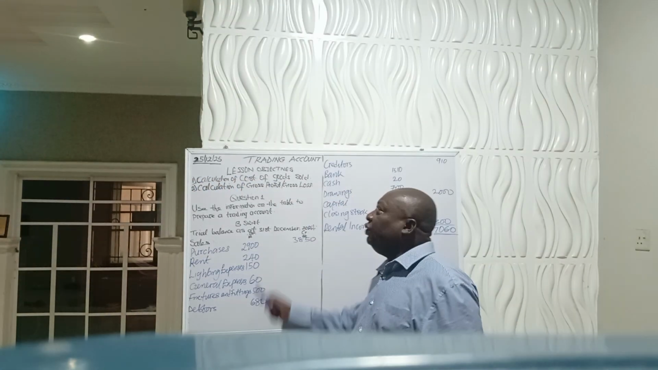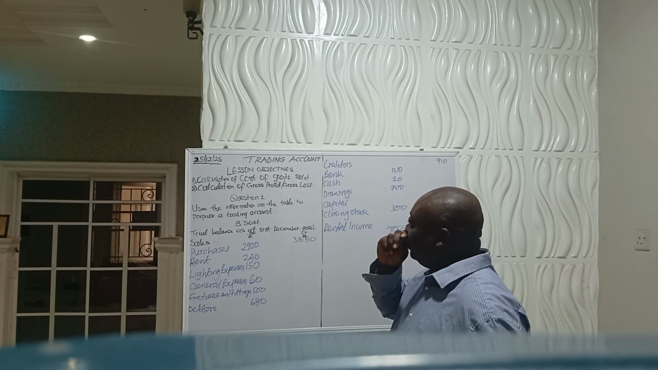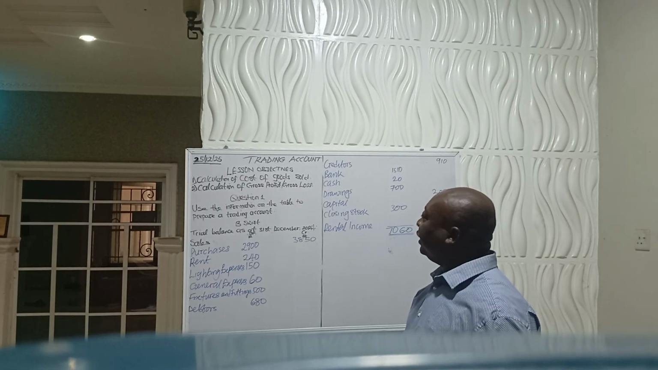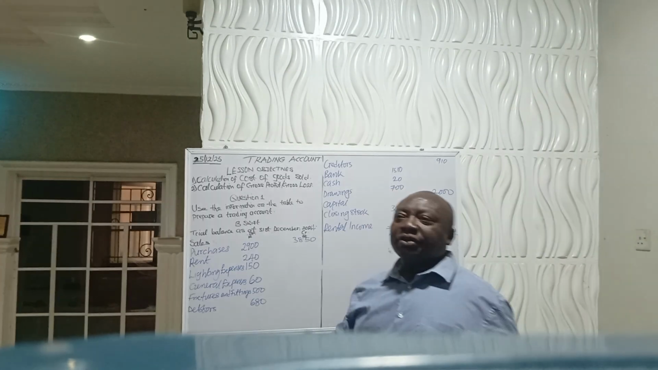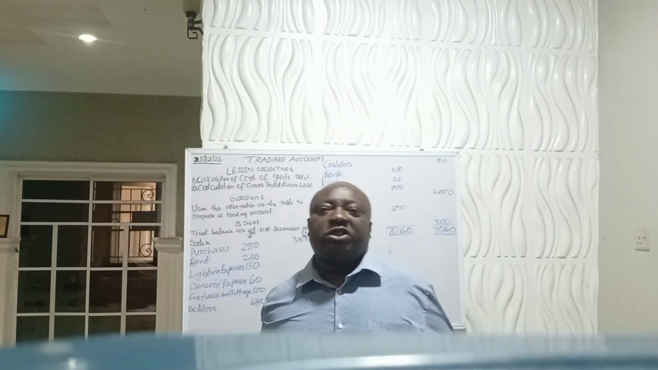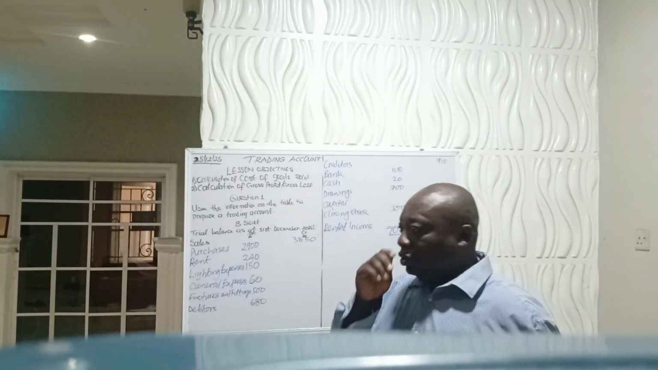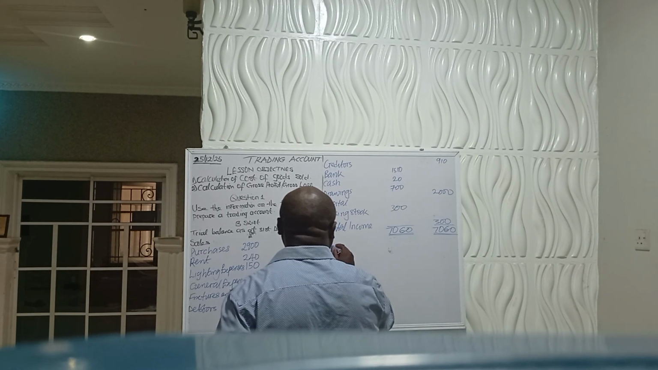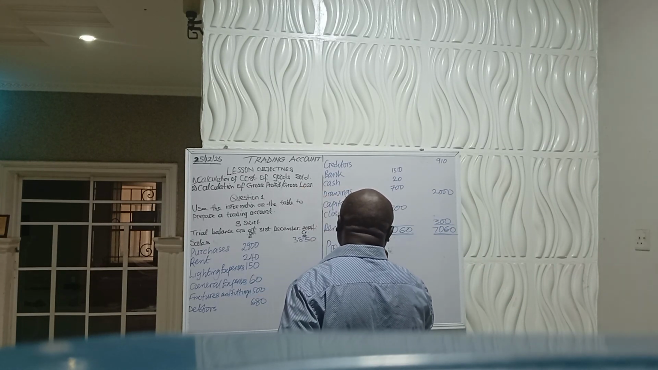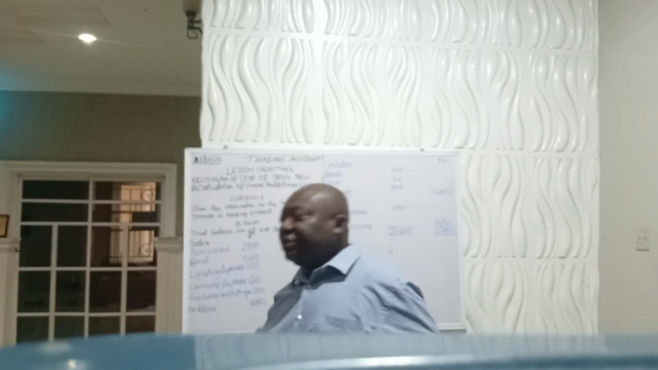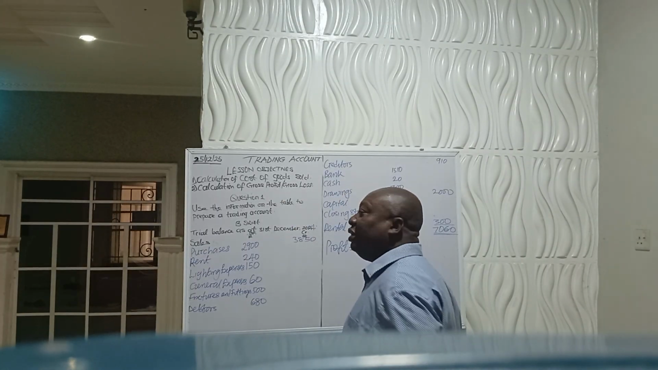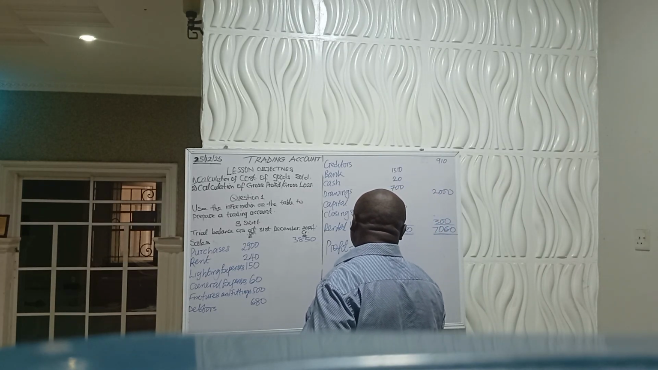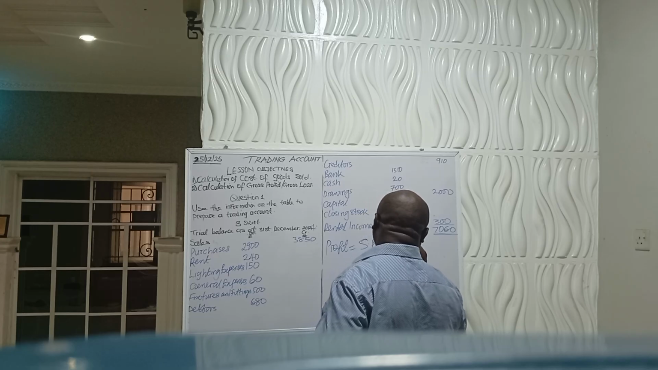Today we are going to be looking at trading accounts, how to calculate gross profit, how to prepare a trading account. Now, to prepare a trading account, your purpose is to know the gross profit or gross loss. And don't forget that in mathematics, when we say profit, it is the excess of selling price over the cost price. It is selling price minus cost price.